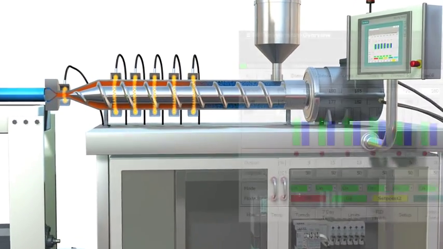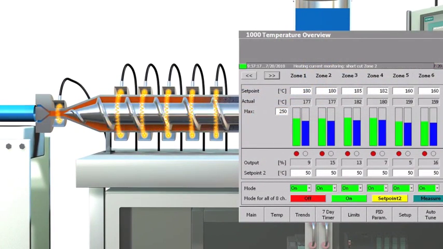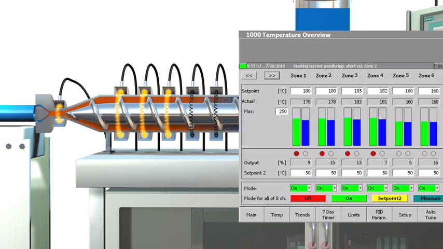A typical temperature control cycle. The temperature module detects the temperatures of the heater bands. The heater bands are energized via the digital module and the solid-state contactors if the temperature falls below the set point. In this case, energization means heating.